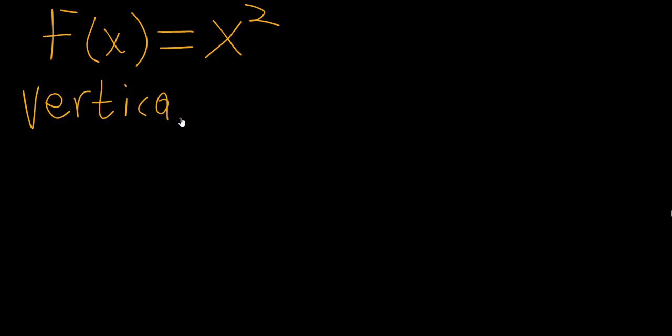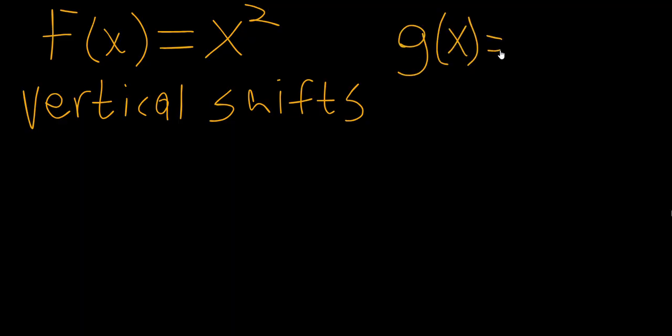Vertical shifts. How do they work? A vertical shift happens in the following scenarios. We'll have g of x is our transformed function, and it will be f of x plus 3. So there's addition or subtraction happening outside of the parentheses. Again, we're taking our original function and we're adding or subtracting something to it. What does that look like?